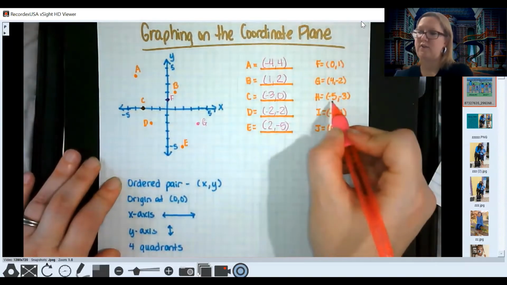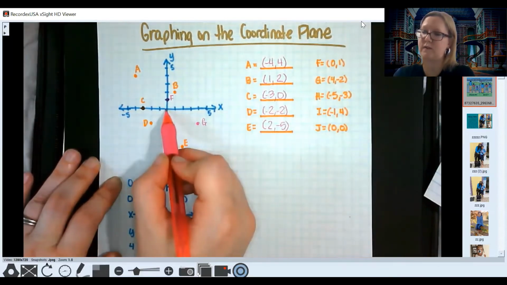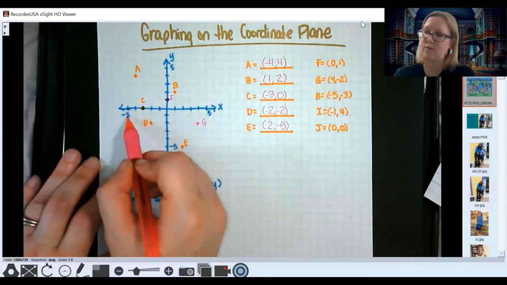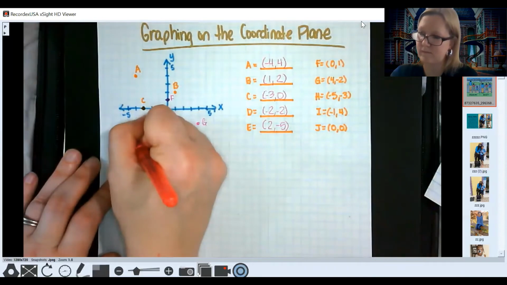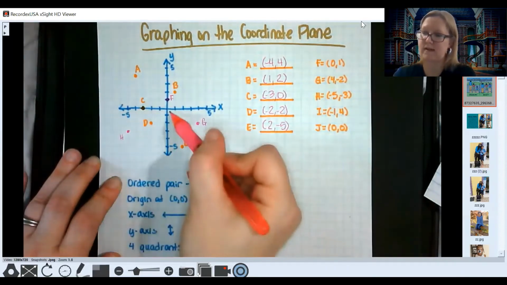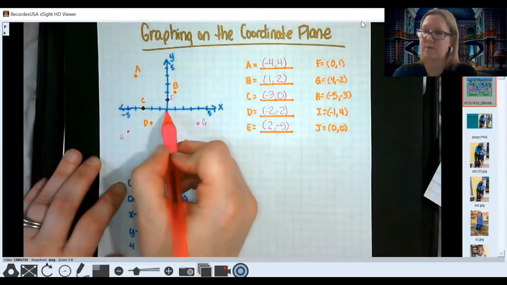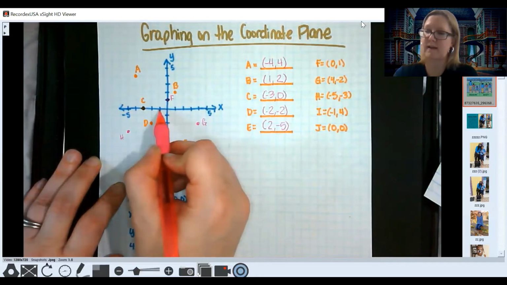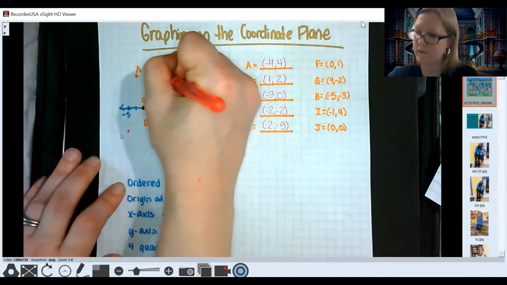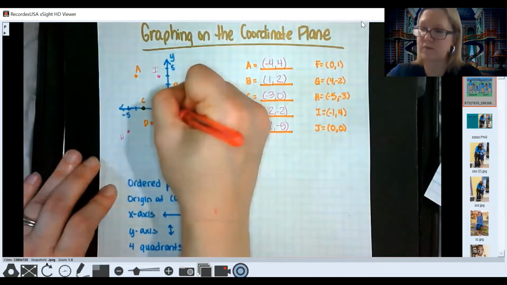Then H is (-5, -3). Again, my first value is my x-coordinate, so I'm going back to -5, and then going down 1, 2, 3. So point H is located here. Then I is (-1, 4). So I'm going back to -1 and then up 1, 2, 3, 4. There's point I. And then point J is (0, 0), which is right here in the center.